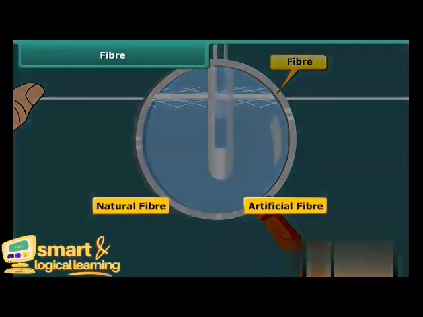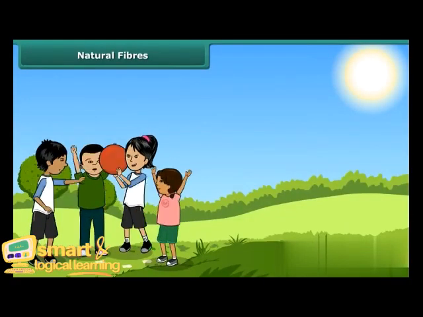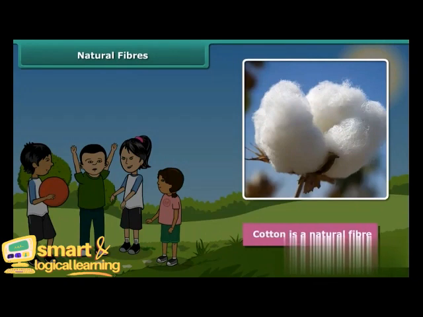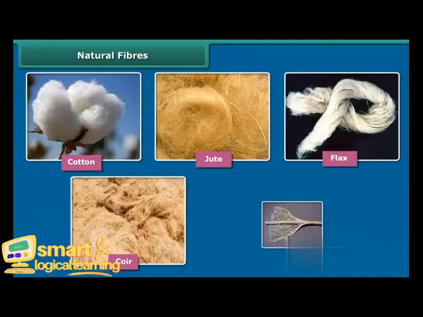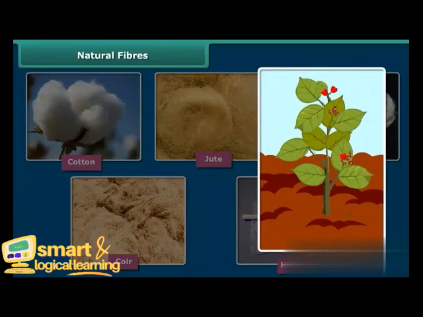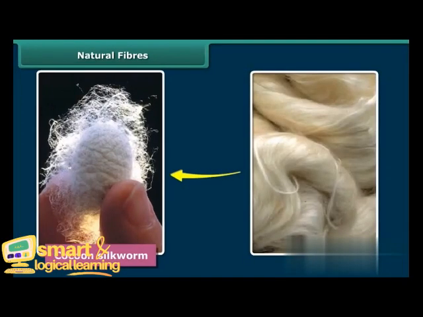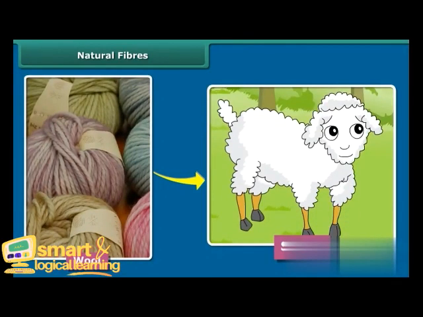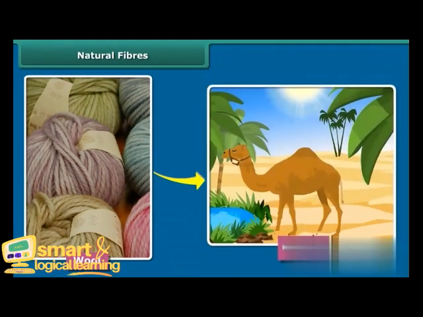Fibers can be both natural or artificial. You feel so comfortable when you wear cotton clothes in summer. Cotton is a natural fiber. Natural fibers like cotton, jute, flax, coir, hemp, etc. are obtained from plants. Silk fiber is drawn from the cocoon of the silkworm. Wool is obtained from the hair of animals like sheep, goat, rabbit, yak, and camel.